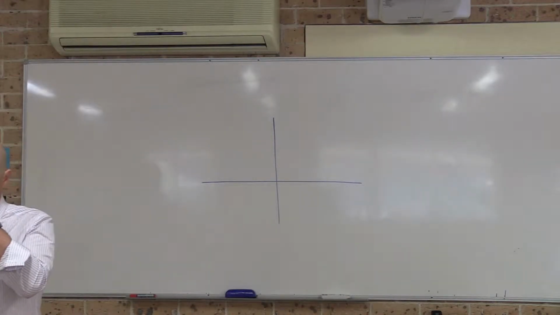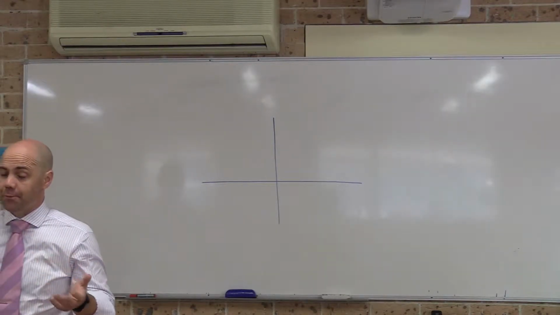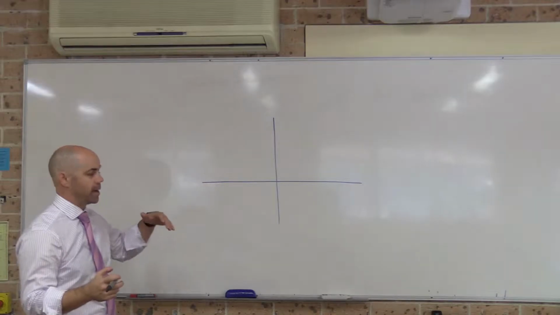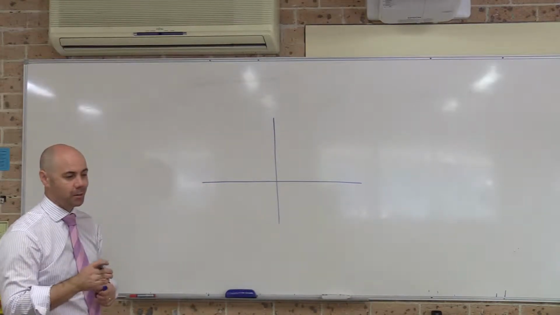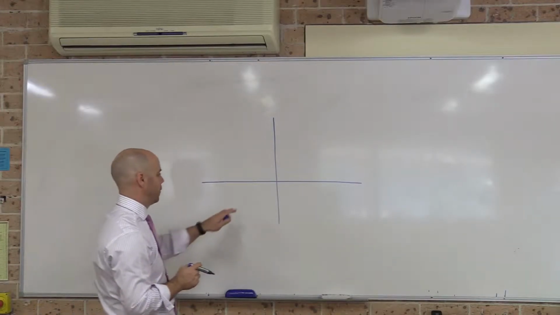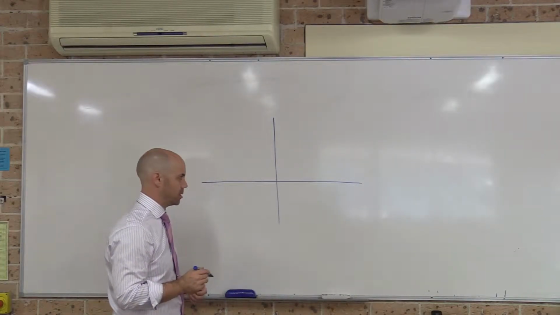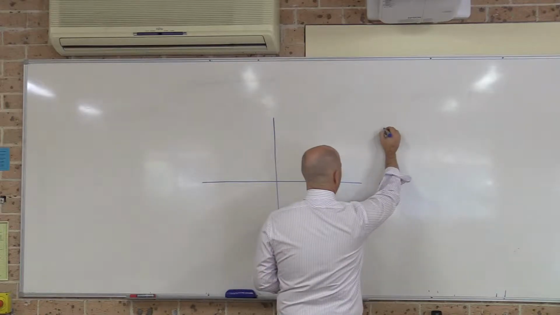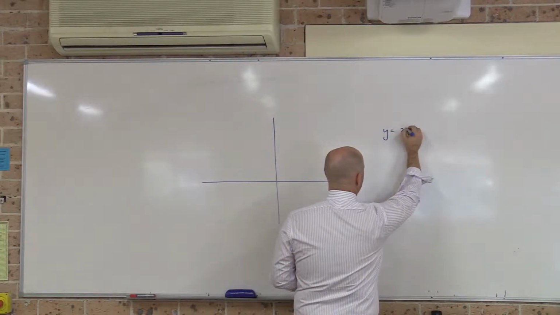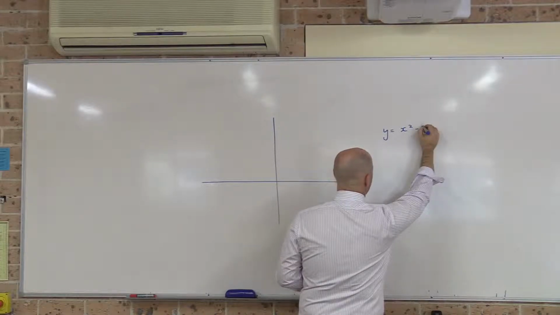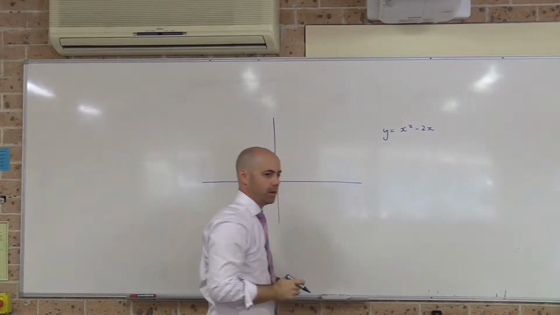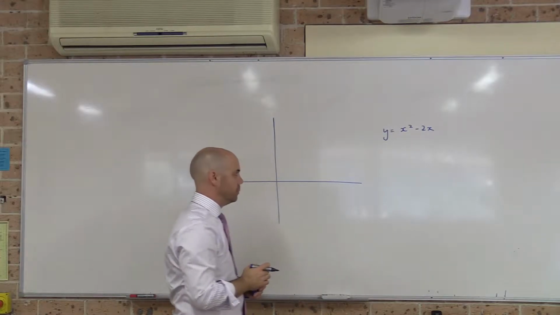We're going to think today a little about what happens when we reflect certain functions in the x-axis or reflect them in the y-axis. Let's consider first reflecting in the y-axis. Let's take a function. Let's say we've got here y equals x squared minus 2x. Okay, that's our function.